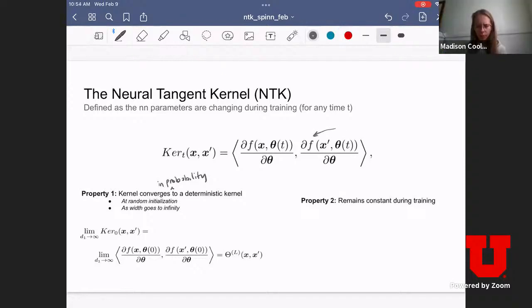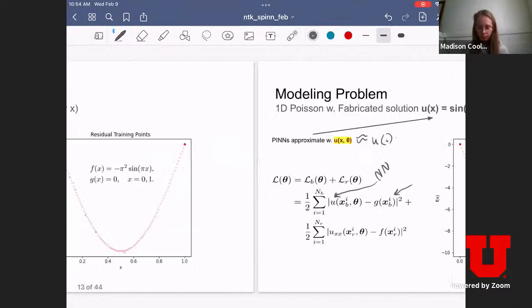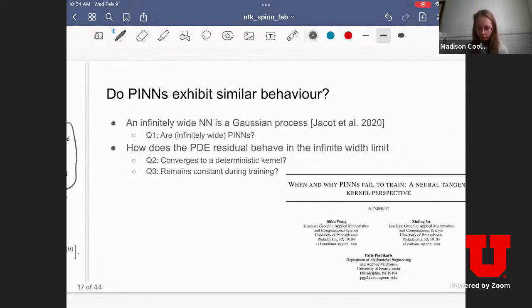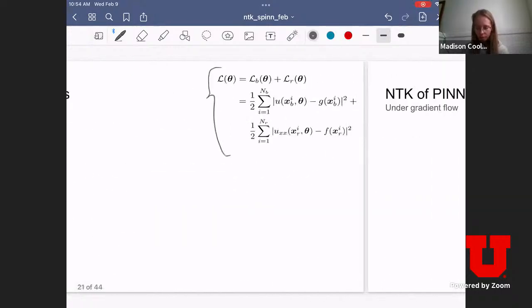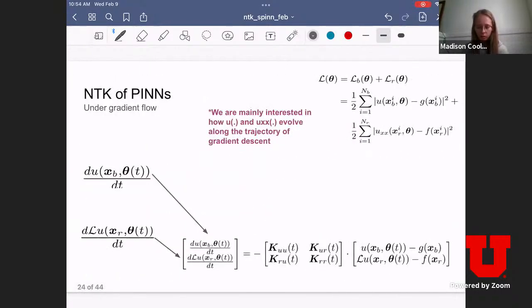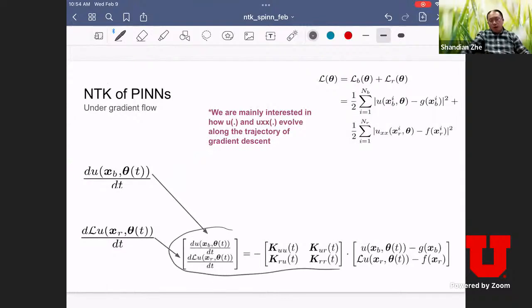Yeah, so this is the neural network output, and this form here comes from the manipulation using the loss. Okay, which is similar. So you mean Sifan and his advisor Paris, based on this gradient flow formulation, show the second conclusion, right?